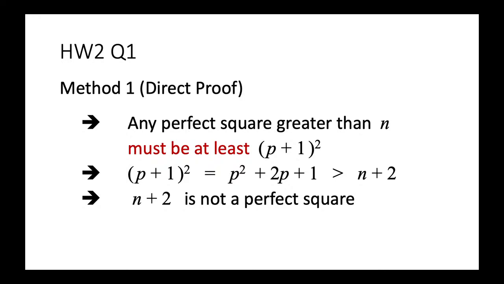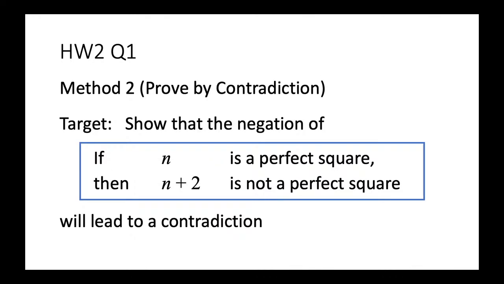Okay, so we can also try the other way. So let's try an indirect proof. So this time, let us show this result by using proof by contradiction. Okay, so if you want to show the result using proof by contradiction, the target here is to show that the negation of what we want to show will lead to a contradiction. The blue part is the original thing that we want to show. By using proof by contradiction, we want to show the negation of this part will lead to a contradiction.